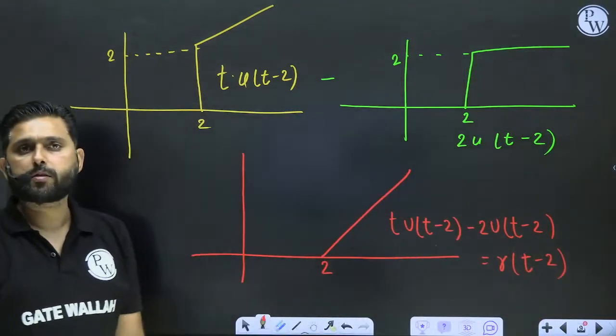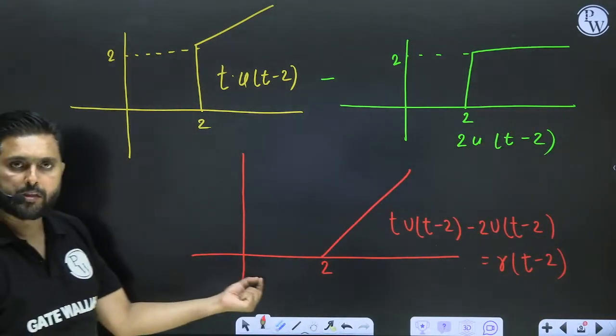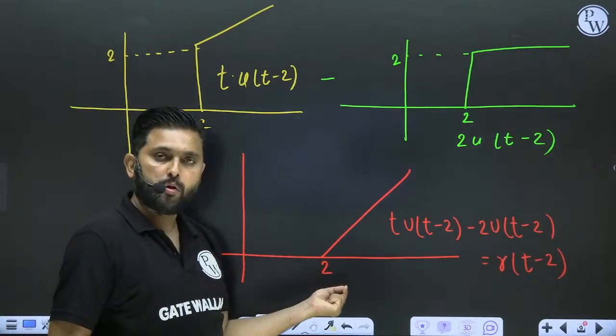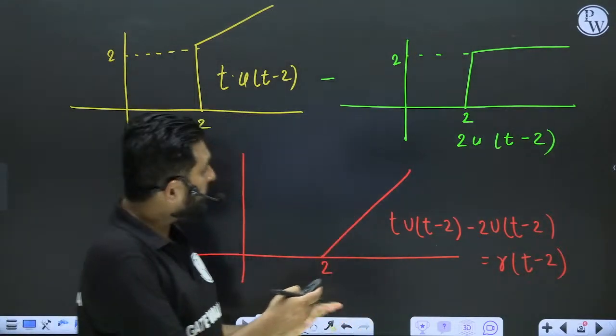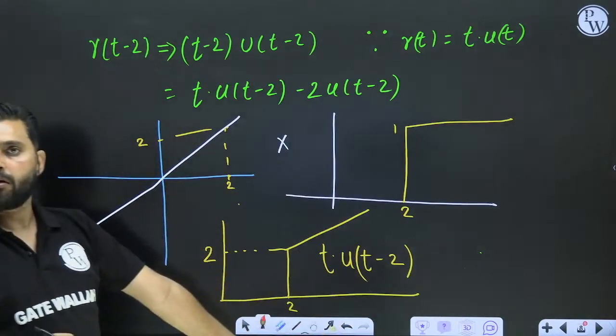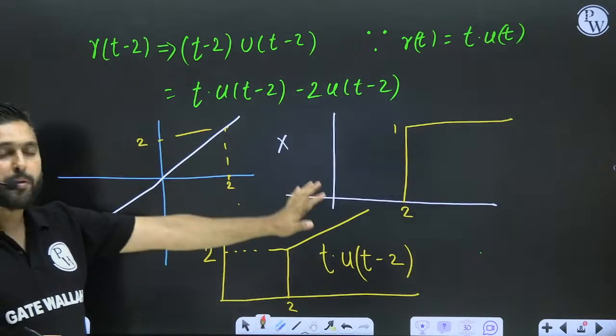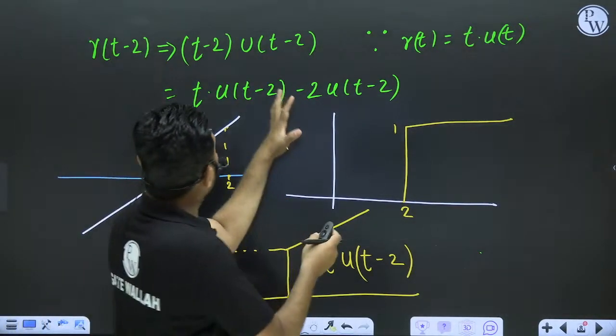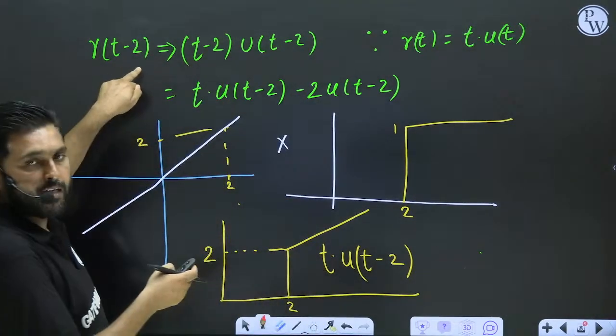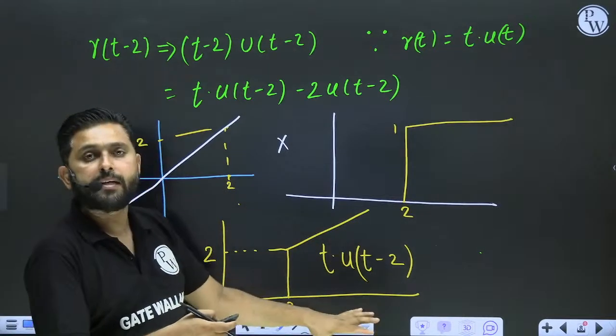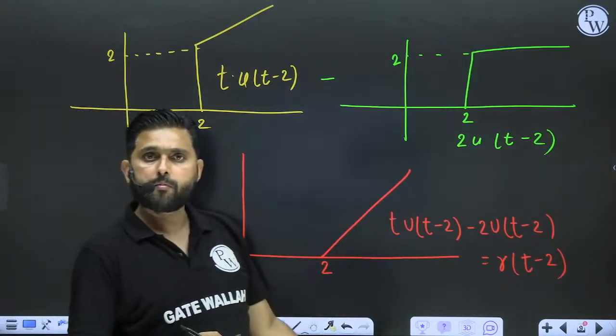So whenever you see r(t), a ramp function which exists at 2, then internally these kinds of operations are going on. Hope you understand that internally, when I simply say r(t minus 2), this is the internal operation which is going on.